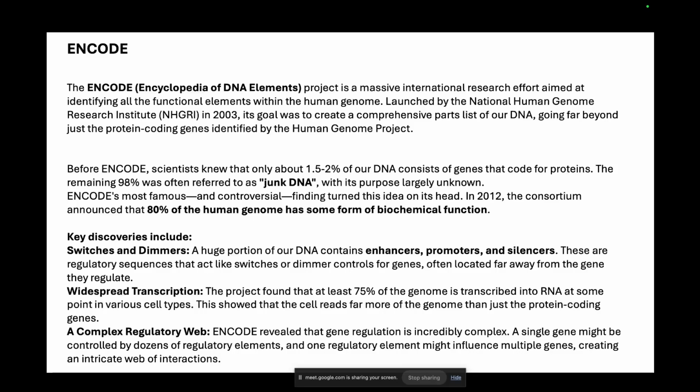But with this project, they studied the so-called junk DNA regions of the genome and found these types of elements. These were regulatory elements that act as switches or dimmer controls for genes, often located far away from the gene they regulate. And the second finding was that at least 75% of the human genome is transcribed into RNA at some point in various cell types. This showed that the cell reads far more of the genome than just protein coding genes.